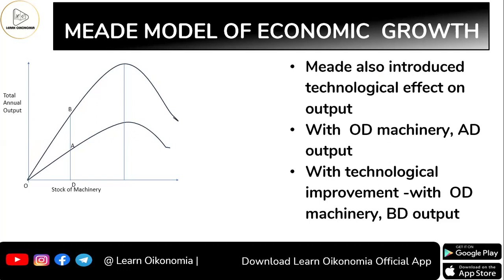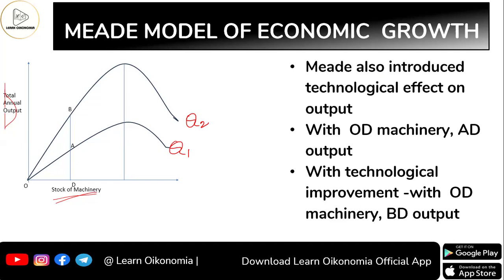Meade was also explaining his model by going for a graphical representation. So what you can find is that you can take the stock of machinery along the x-axis and total annual output can be taken along the y-axis. Here you will be getting your technical progress with expansion of output indicated by Q1 and Q2. The production function here.